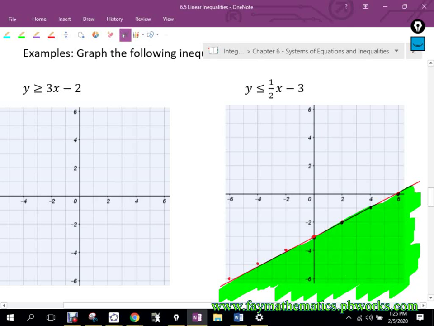Just get something that looks like that. First point you plotted was -3 on the y-axis. And you went up 1 over 2 from there, right? And I just kept doing that to get more points to make my line with. And once I make that line, because it was equality, I make it solid, right? And this says y is, what's that symbol mean? Less than. So you see how I shaded where the y values were less than, or below, my line? These y values here are all below that line. So that's why I shaded that entire thing.